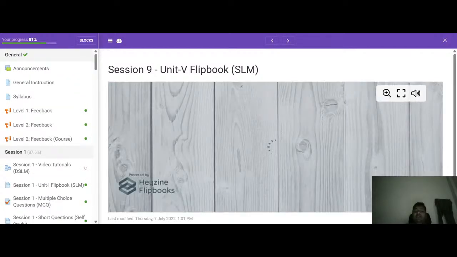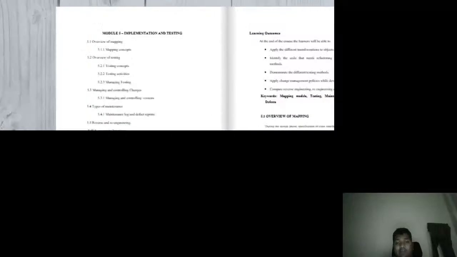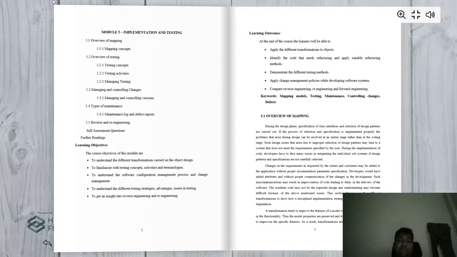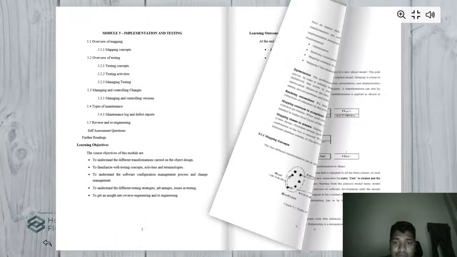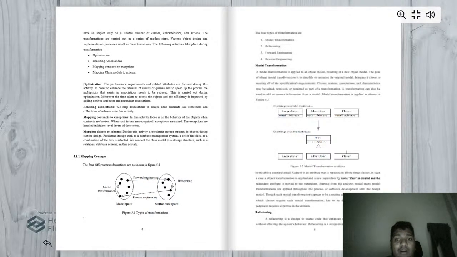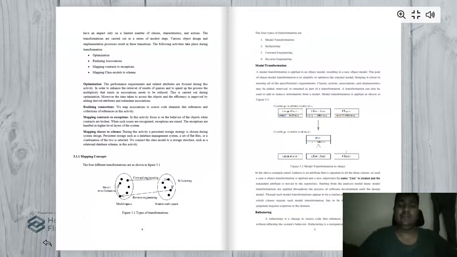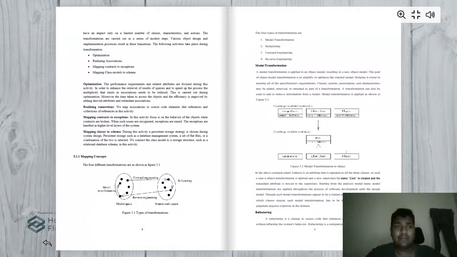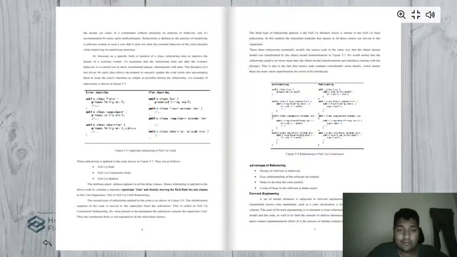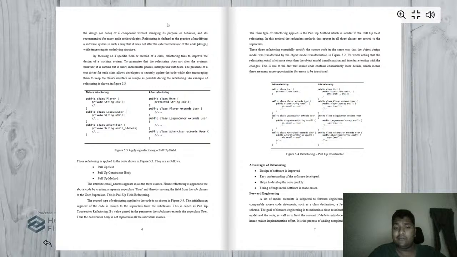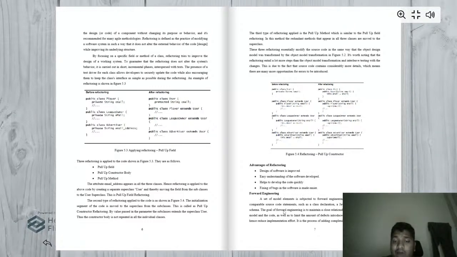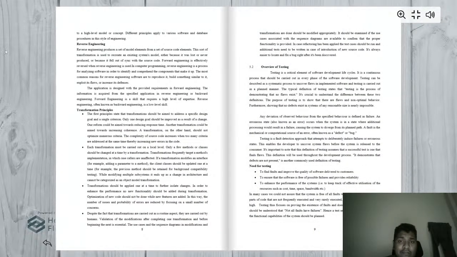Unit 4 I have completed in theory. Unit 5, the last unit, is implementation and testing. Okay. Mapping concepts: model transformation, refactoring, forward and reverse engineering. What is model transformation? Whenever you are creating any model, the model should be transformed. Refactoring means you have to factor a method. So the software is easy to understand, helps development and bug fixing. Forward engineering goes forward. Reverse engineering goes reverse, that's all.